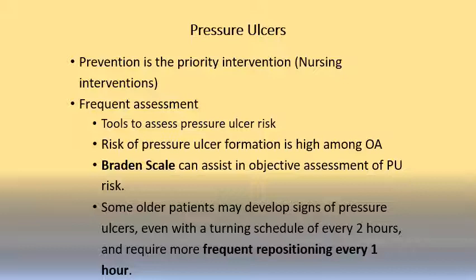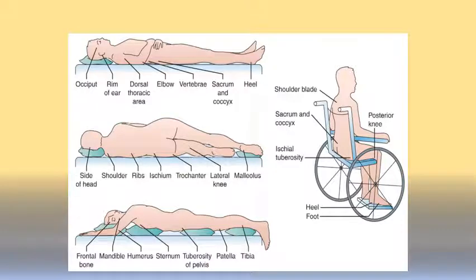There are some older adults that may develop signs of pressure ulcers even with a turning schedule of every 2 hours and require more frequent repositioning, like every 1 hour, especially those who have chronic conditions, edema, or are more prone to ulcers. Okay, these are the most common areas of ulcers.